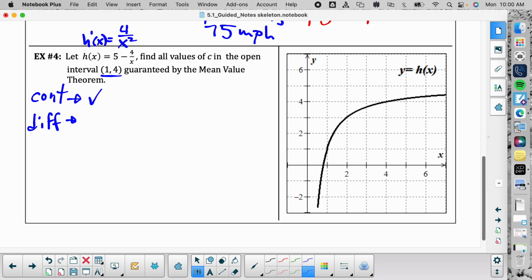Do you guys need me to go through how to get the derivative? Derivative of 5 is 0, so I ignored that. This is the same thing as negative 4x to the negative 1 power. So power rule, multiply the negative 1 and the negative 4, and then subtract 1 on the power. So I would get positive 4x to the negative 2. I'm writing it like that because that's easier in terms of finding answers.